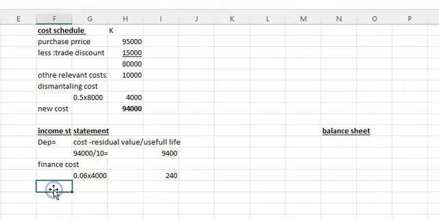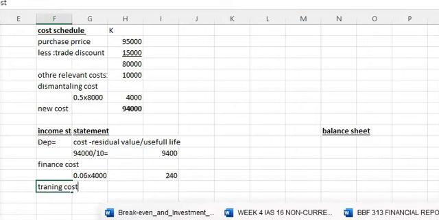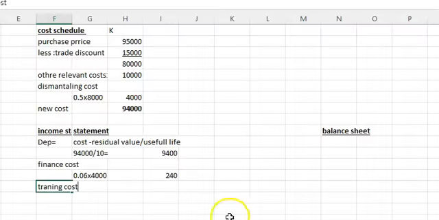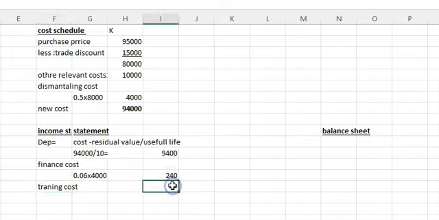What else comes into the income statement? Training costs. We said training costs go into the income statement as expenses because they do not form part of the cost of an asset here, as guided by IAS 16 Property, Plant and Equipment, and it is actually 40,000.